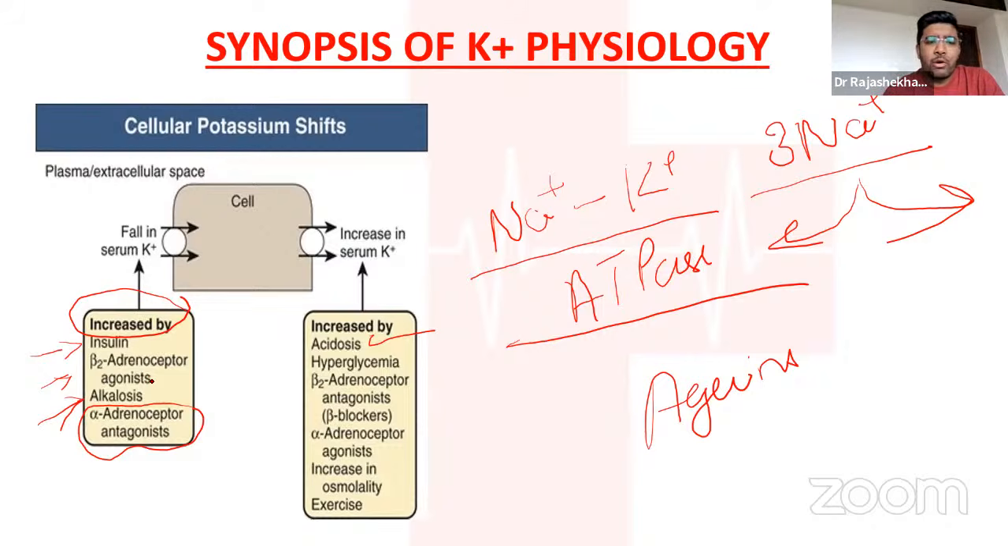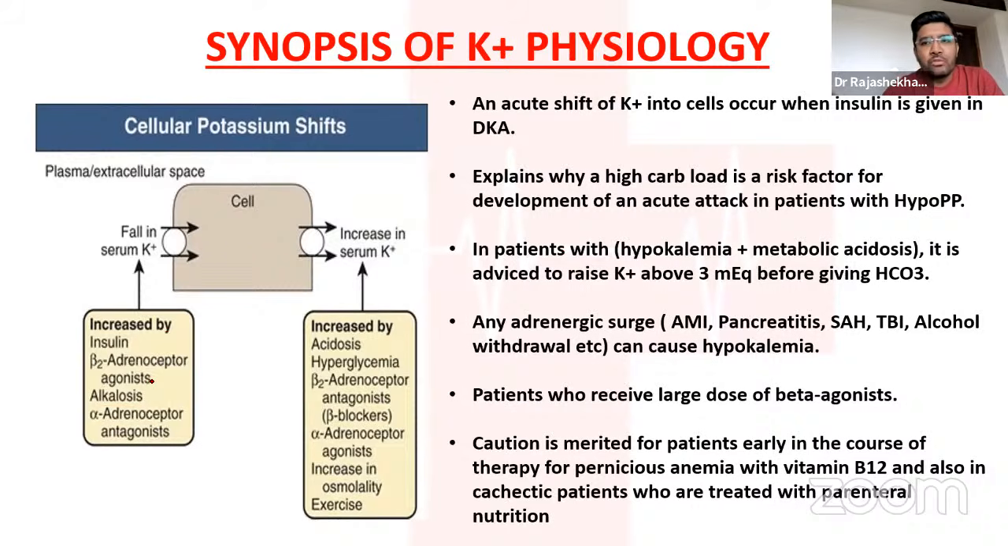This transcellular shift has significant importance, because whenever you give insulin to your patient, especially intravenous insulin, which you give for diabetic ketoacidosis or hyperglycemic coma, it can cause an acute shift of the potassium into the cells. This becomes very, very important, because diabetic ketoacidosis is a potassium depletion state. The patient already has potassium depletion. Because these patients have acidosis, as I told you, acidosis shifts the potassium from intracellular to extracellular.